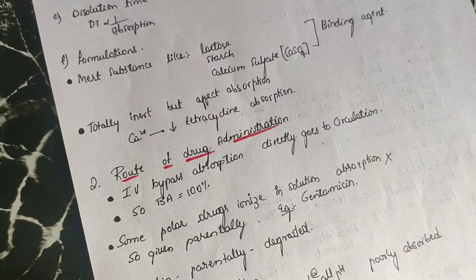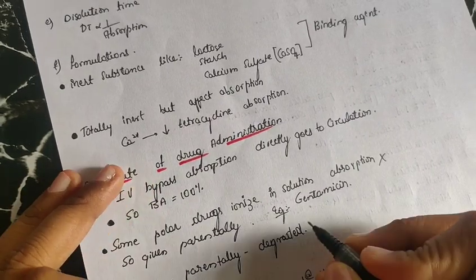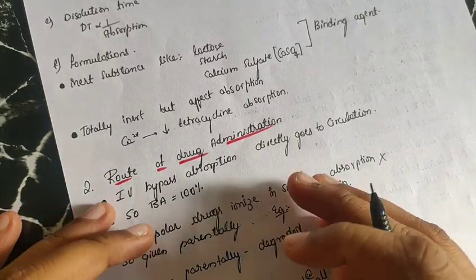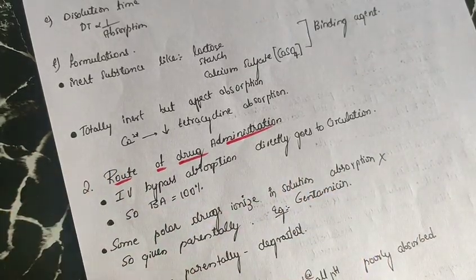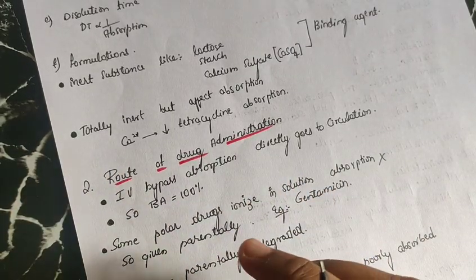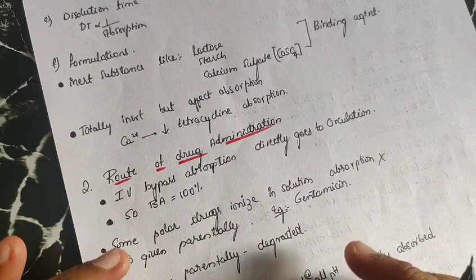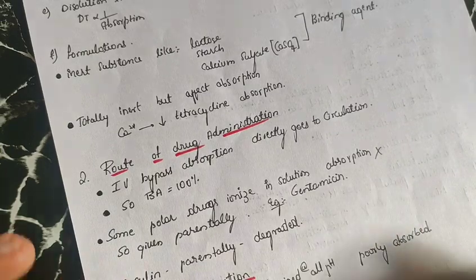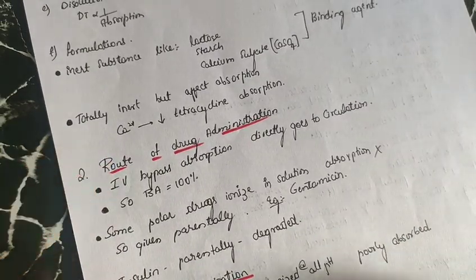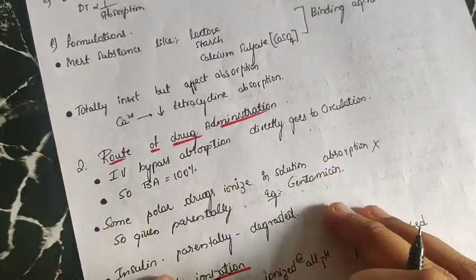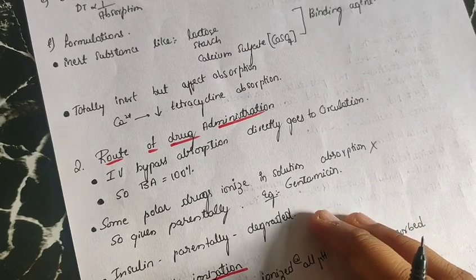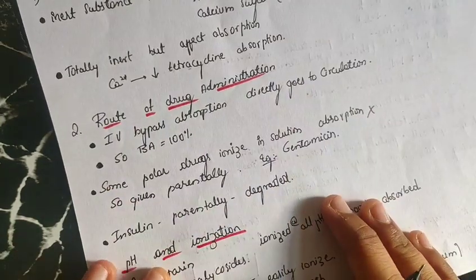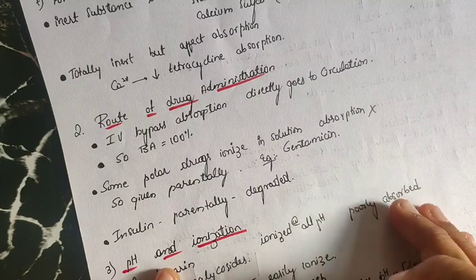Some polar drugs, meaning water-soluble drugs, can be ionized. Polar drugs have polar properties, that is positive and negative charge, so they ionize easily. So the absorption of these particles will be very difficult, so we have to give them directly into the blood, that is the parenteral route. An example of this is gentamicin, which is a polar drug. This has to be given parenterally.